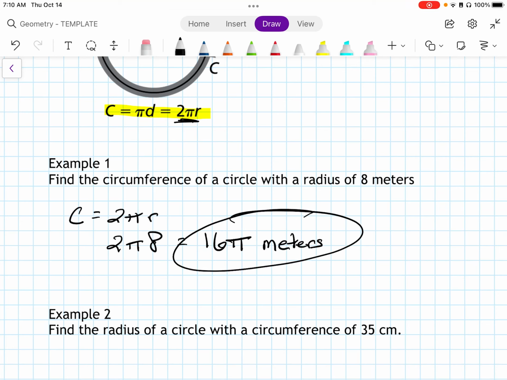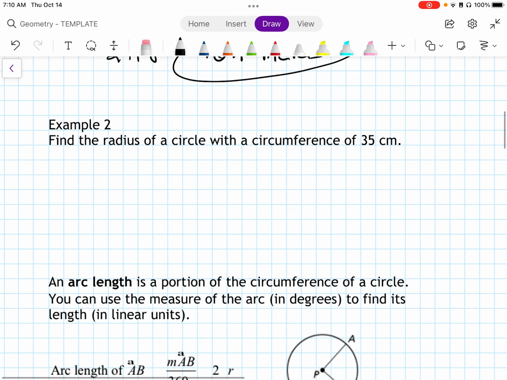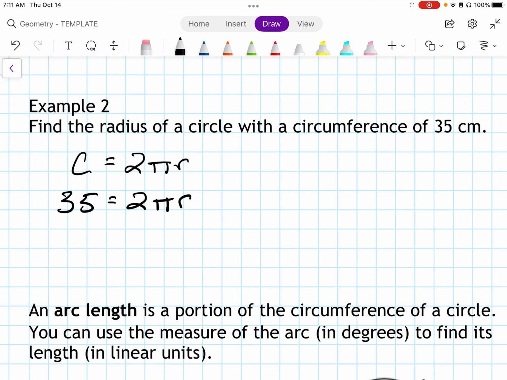Example 2, find the radius of a circle with a circumference that is 35 centimeters. So we know that circumference equals 2 pi r still. So 35 equals 2 pi r. And now I need to divide by 2 and divide by pi. And what I'm going to use is the pi button on the calculator. If you don't have a pi button on the calculator, you could use 3.14. That would be just fine.